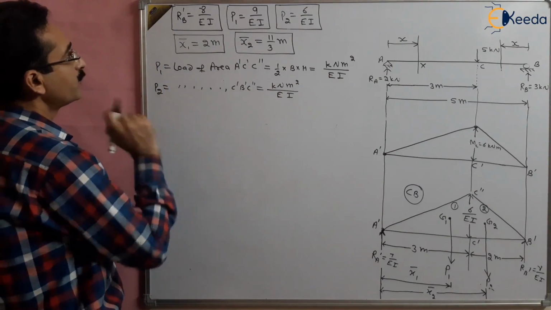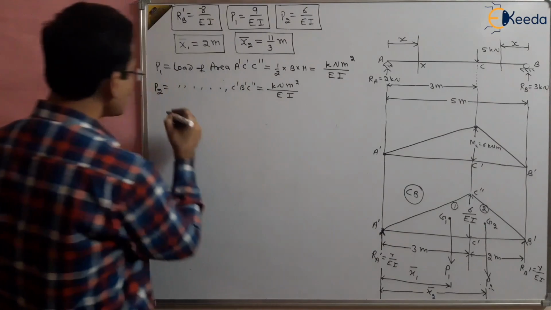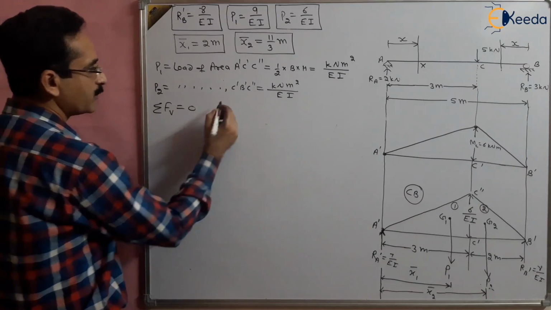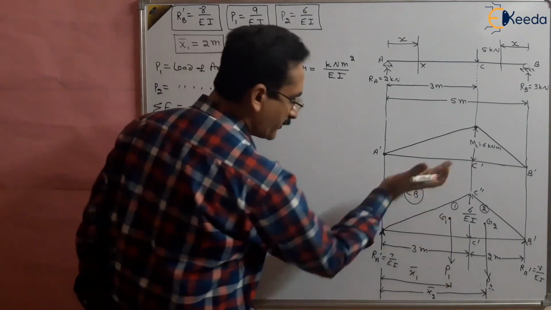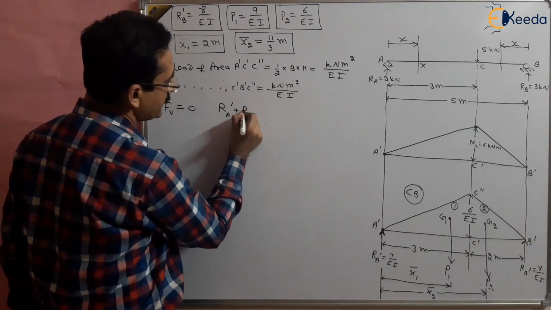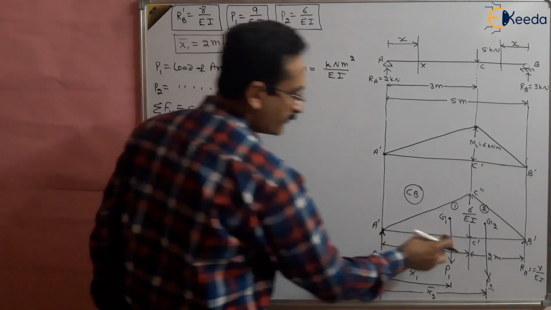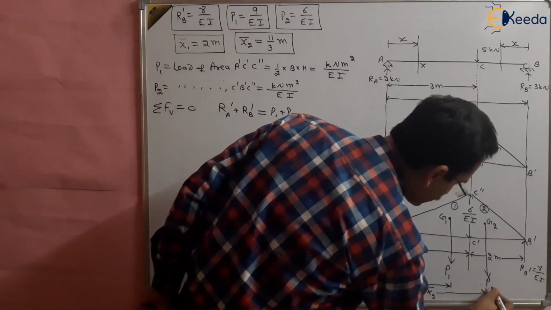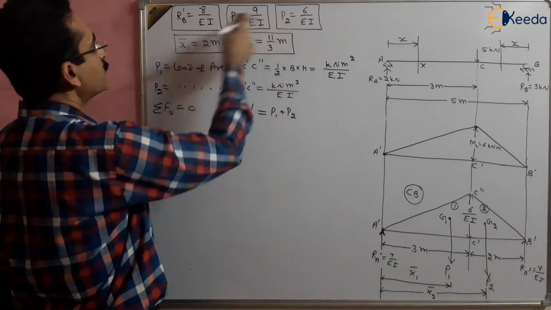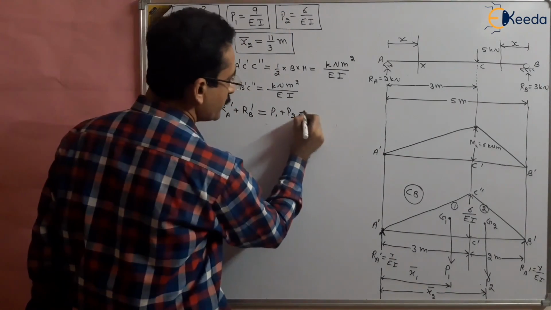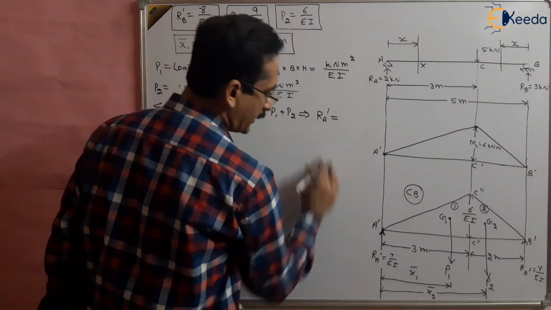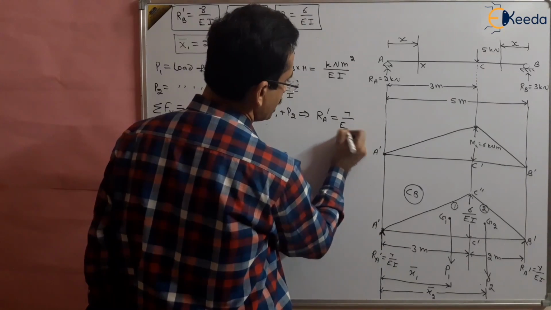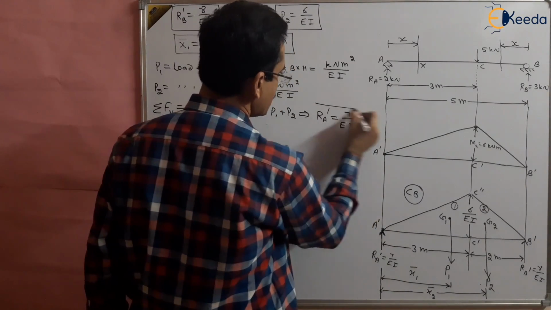Now we have to find out RA dash. For this we can apply that the sum of all vertical forces should be equal to 0. In the upward direction the vertical forces are RA dash and RB dash, and in the downward direction they are P1 and P2. P1, P2 and RB dash are known to us, so RA dash can be found out. The reaction at point A will come out to be 7 by EI. If you solve it, you will get this reaction, 7 by EI.